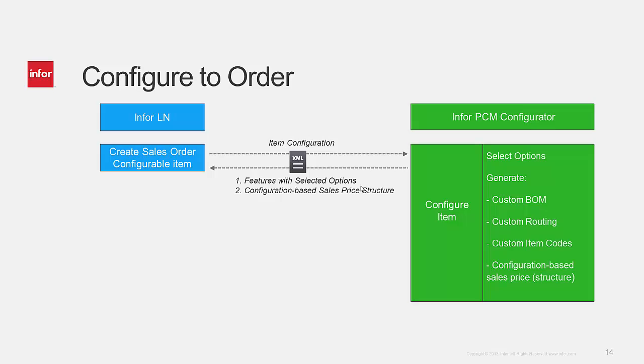Features with selected options as well as the configuration-based sales price are then communicated back to the sales order line within Infor LN. The customer can then resume with completion of sales order entry and approve the sales order.